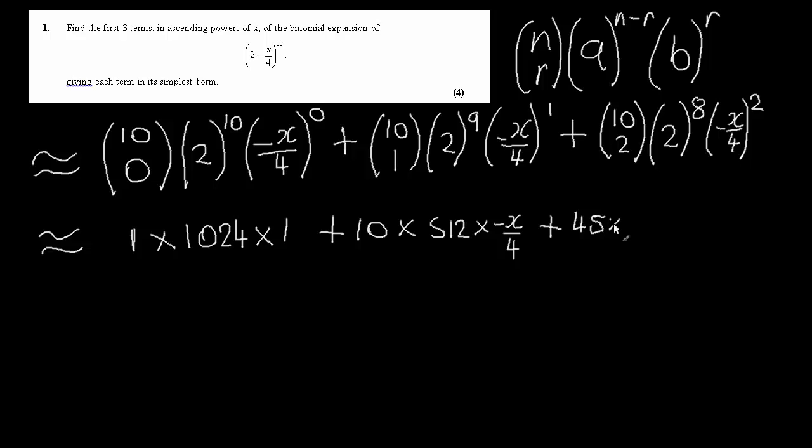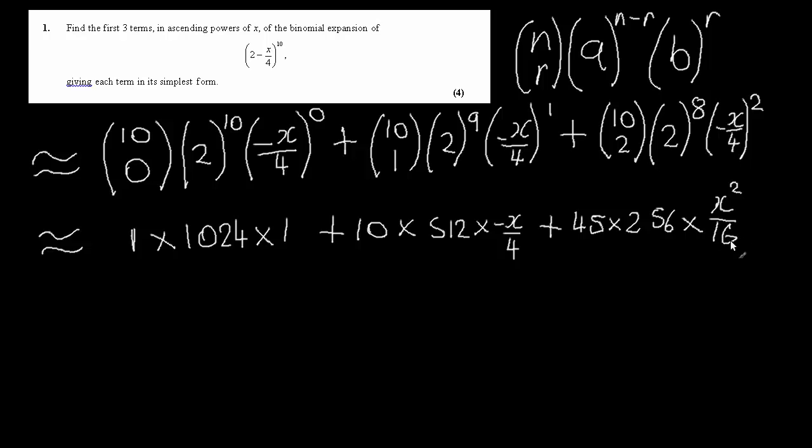And then the third term, 10 choose 2, my calculator tells me is 45, and that's multiplied by 2 to the power of 8, which is 256. And now this bit is somewhere that a lot of people will make mistakes. So we're doing minus x over 4 squared, so we're multiplying it by itself. We're going to have two negatives multiplied together, so it's going to be a positive. x squared is x times x, so that's just going to be x squared. And then 4 squared is 16.